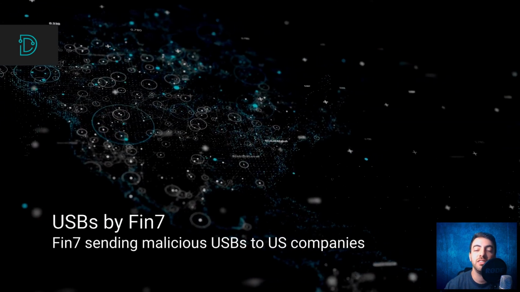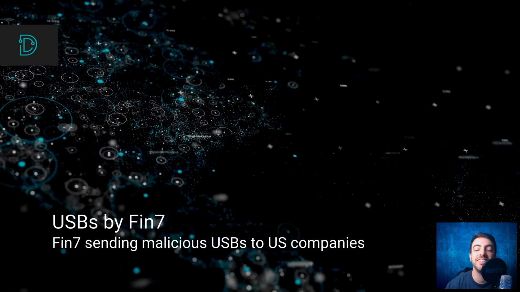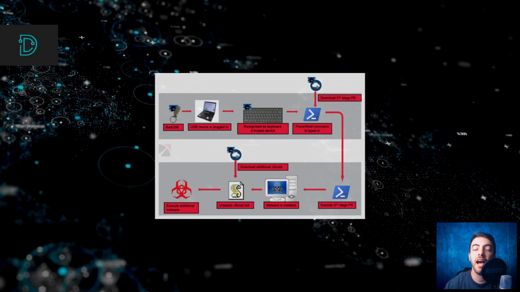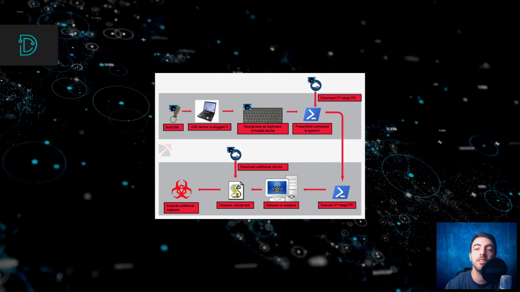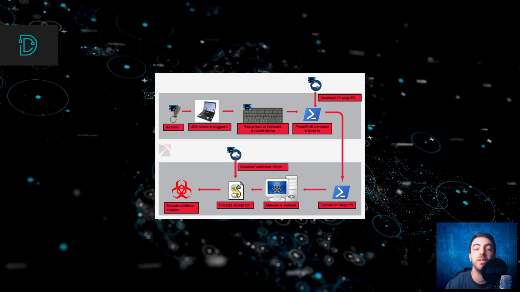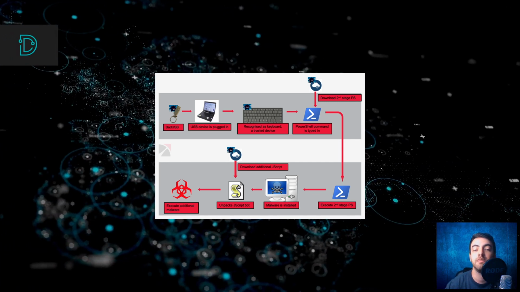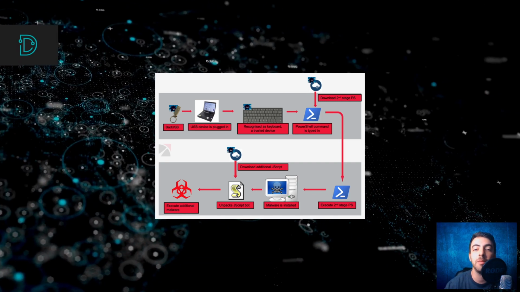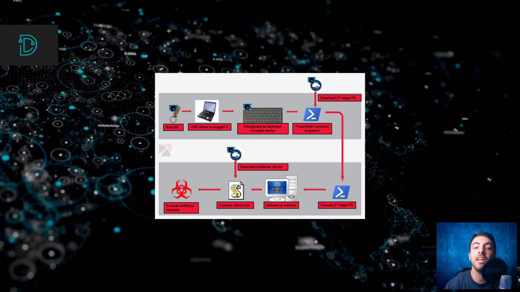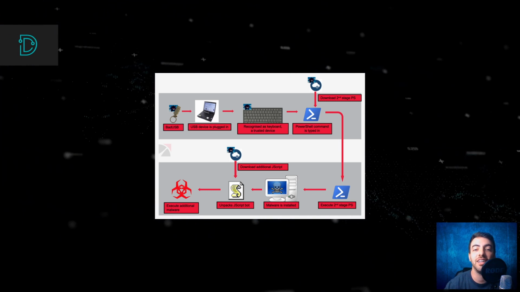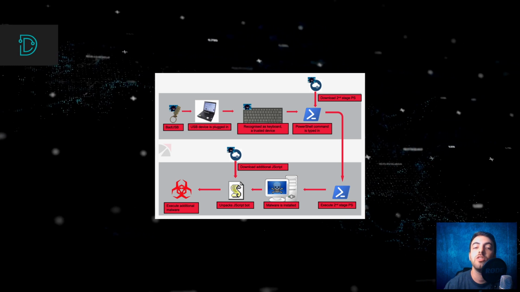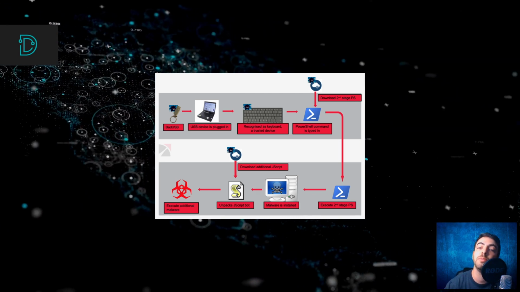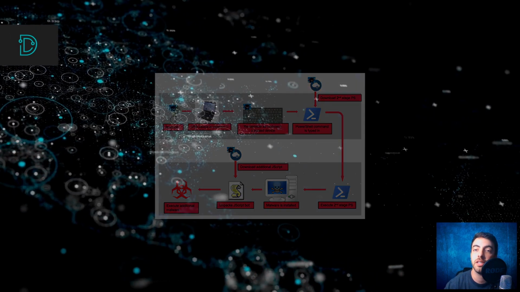And now for our last story, the Fin7 ransomware gang targeted US companies with malicious USB devices. The FBI warned US companies that they discovered packages filled with malicious USB devices containing ransomware. These packages were sent by the Fin7 ransomware gang, who impersonated Amazon and the US Department of Health and Human Services to trick their targets into opening the packages. To avoid these kinds of attacks, companies are advised to not let their employees connect to USB devices that do not belong to the company.